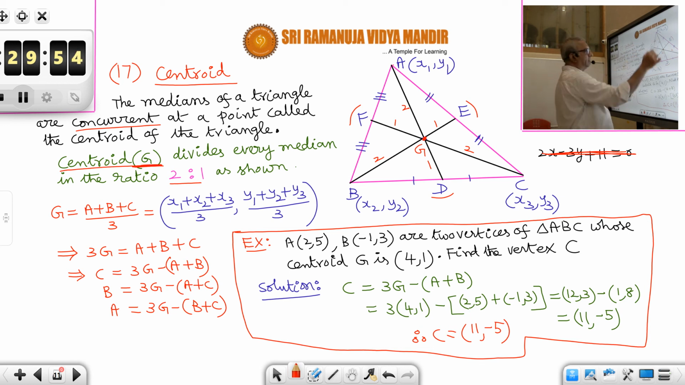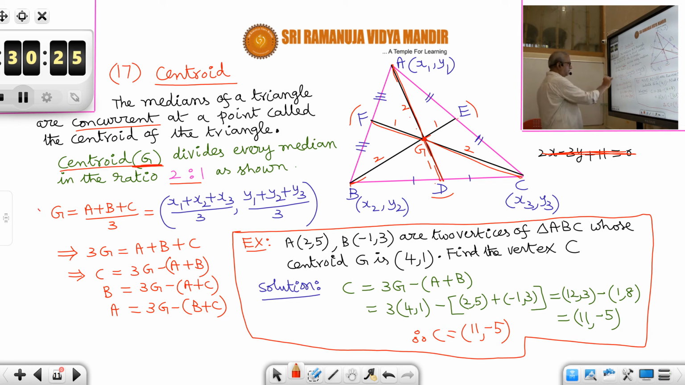See, AD is the median in the diagram. So AG to GD is 2:1. Vertex side more, midpoint side less. Okay, that you should remember. Similarly, for BE, BG is 2, GE is 1. Similarly, for the median CF, CG will be 2 and GF will be 1.